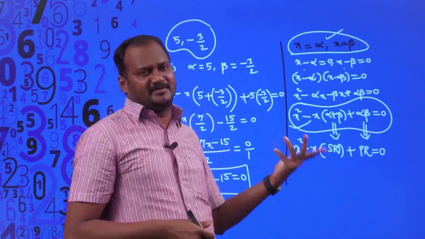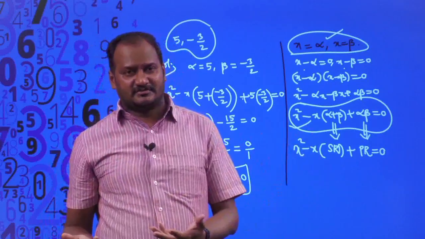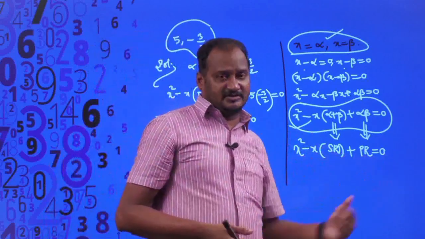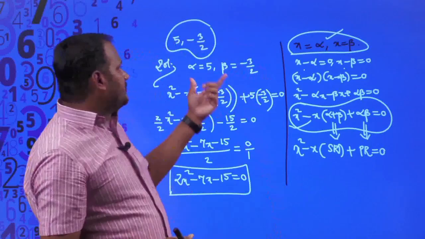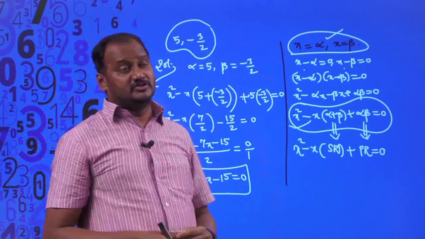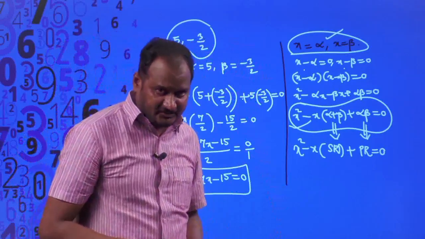So that you can remember this formula easily, because sum of the roots and product of the roots, right? x square minus x into sum of the roots plus product of the roots equal to 0. And we found one quadratic equation by taking two zeros. One of them is 5 and one of them is negative 3 divided by 2.